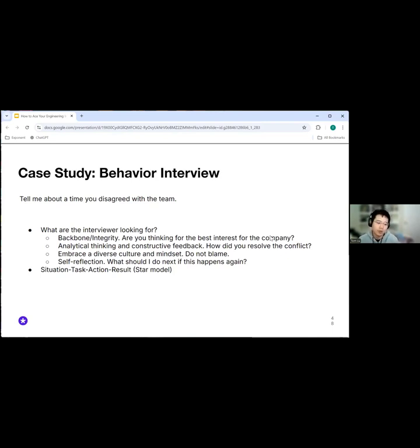So when you are trying to answer these behavior interview questions, try to use a STAR model, which stands for situation, task, action, and result. Describe the situation, describe your task, describe the action you have taken in face of these situation and tasks, and describe the impact and result. You bring it to the project, you bring it to the team.